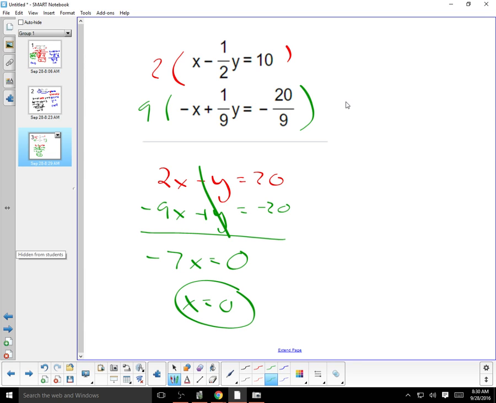2 times 10 is 20. Well, it's 20 over 9. But that gives me a negative 7. And 20 minus 20 is... No, that's correct. Now let's plug it into the top one. Let's get x.